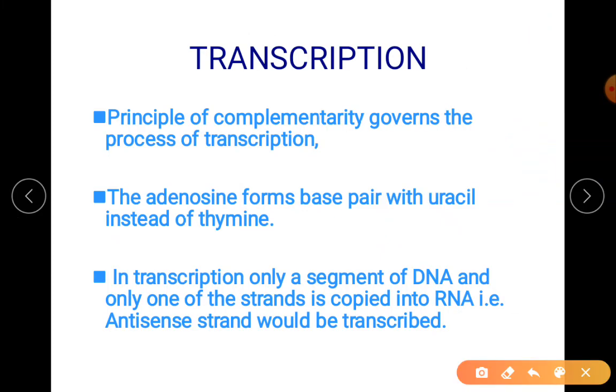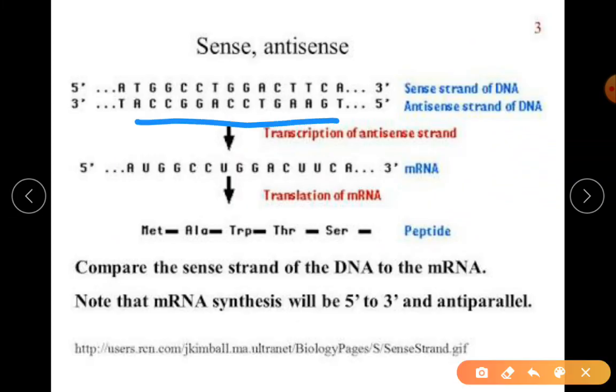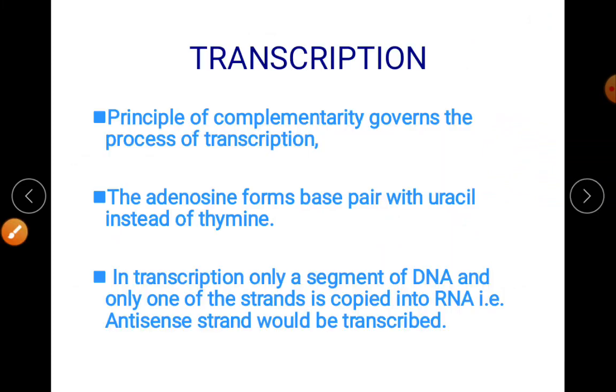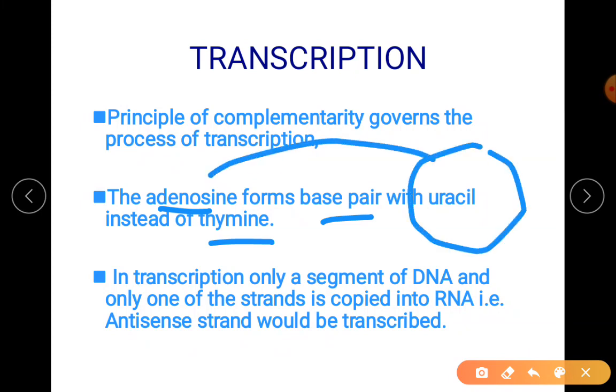So we'll go into the topic of transcription. Certain things which you have to remember about transcription. First, the principle of complementarity governs the process of transcription. Of course, you understood how this antisense strand produces the mRNA based on complementarity. So instead of adenosine pairing with thymine, in the case of RNA, it is pairing with uracil.